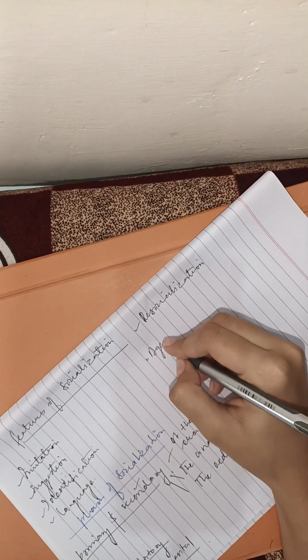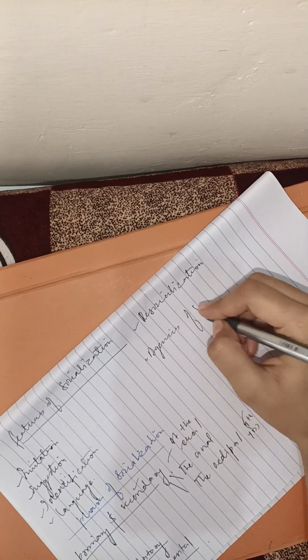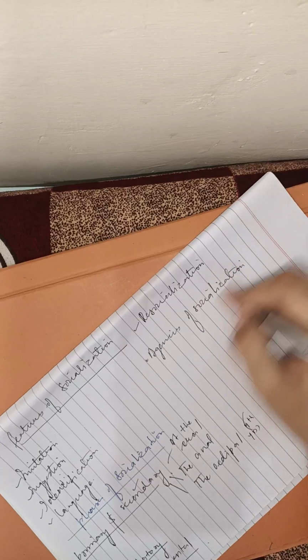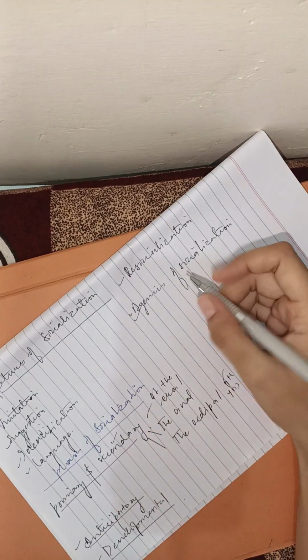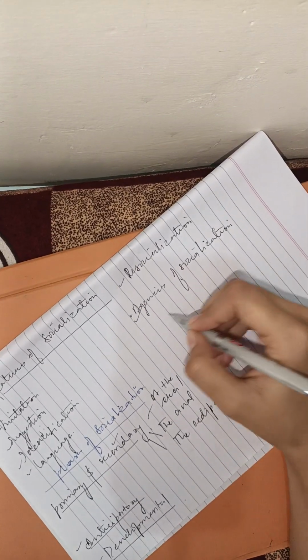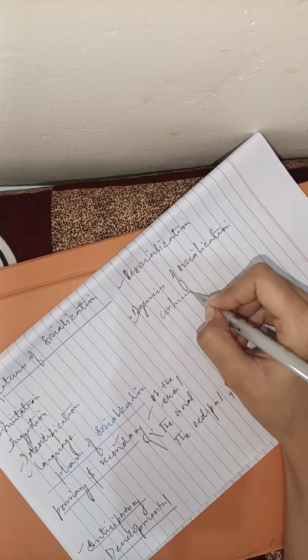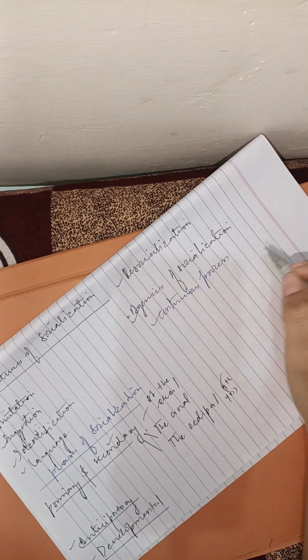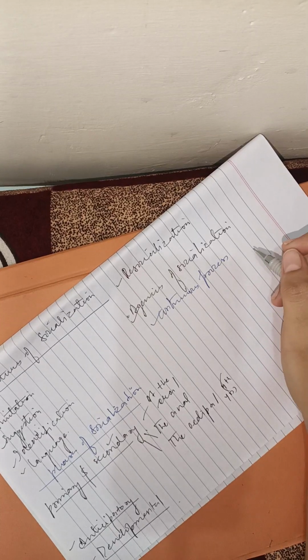Then we have agencies of socialization. The process of socialization is operative throughout the life. It is a process that begins at birth and continues till the death of an individual. It is a continuous process. It is an important matter for society.